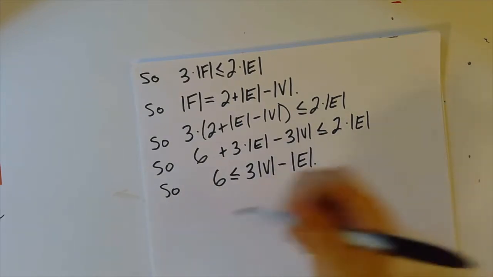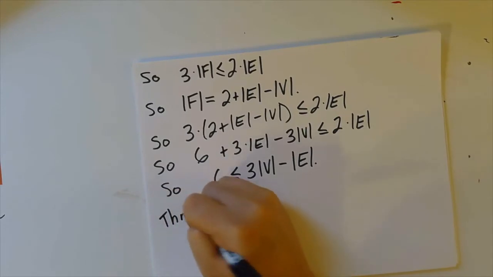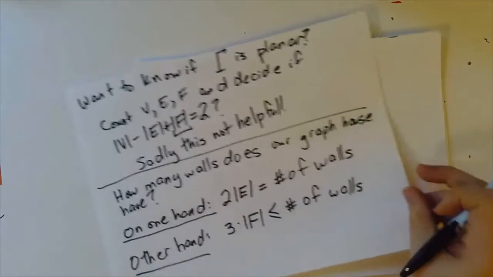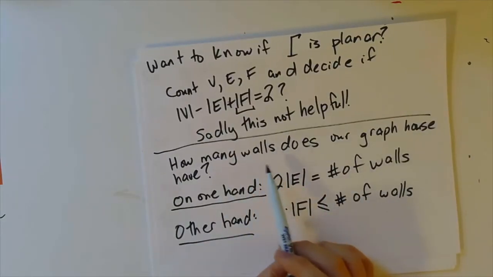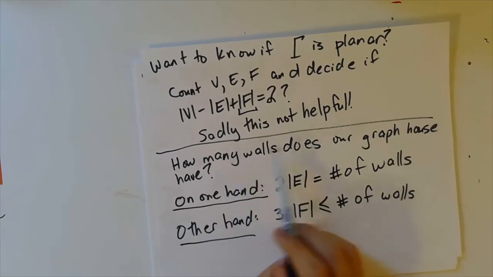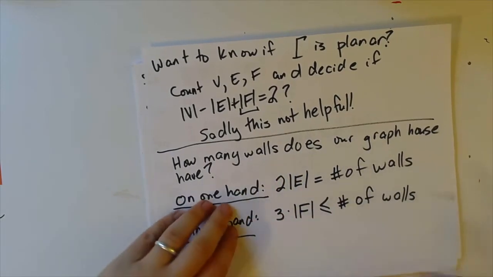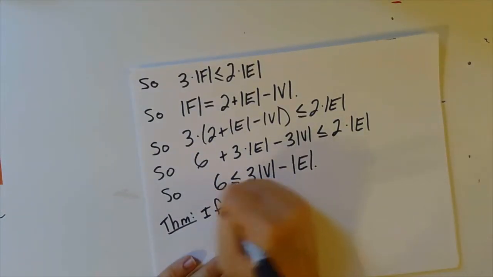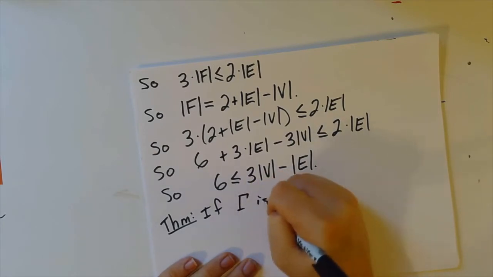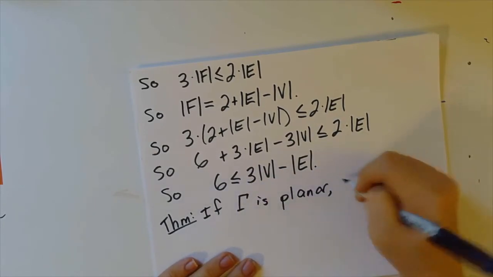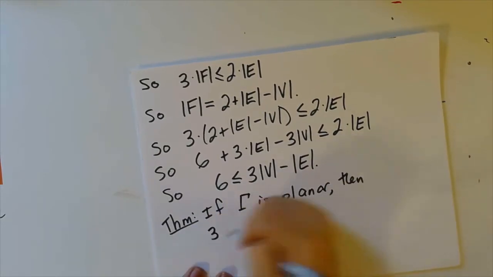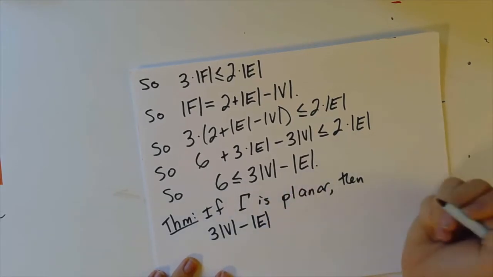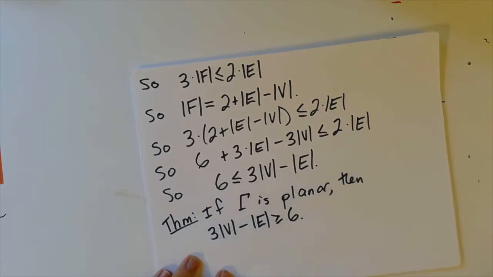Okay, and so that actually gives me a theorem, because remember, I've done all of this calculation under the assumption that we're talking about a planar graph, right? Because I started by asking this question, okay, if I'm with a planar graph and I'm thinking about walls, what can I say about the number of walls? And so I did some reasoning from that. And so what this says is if gamma is planar, then, and I'll write this inequality the other way, 3 times the number of vertices minus the number of edges is bigger than or equal to 6.